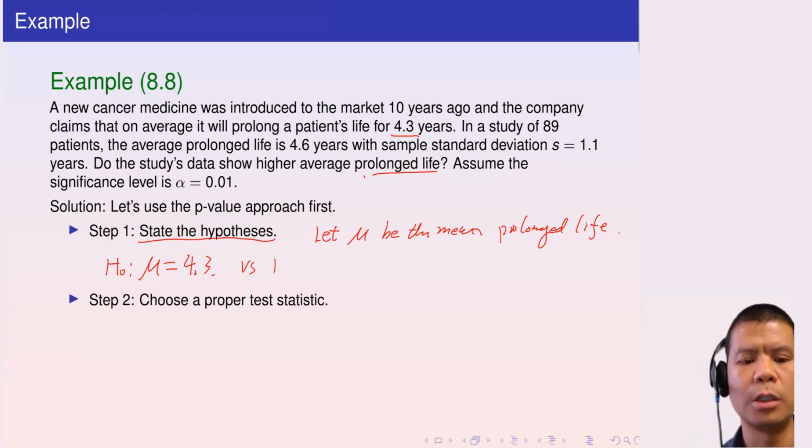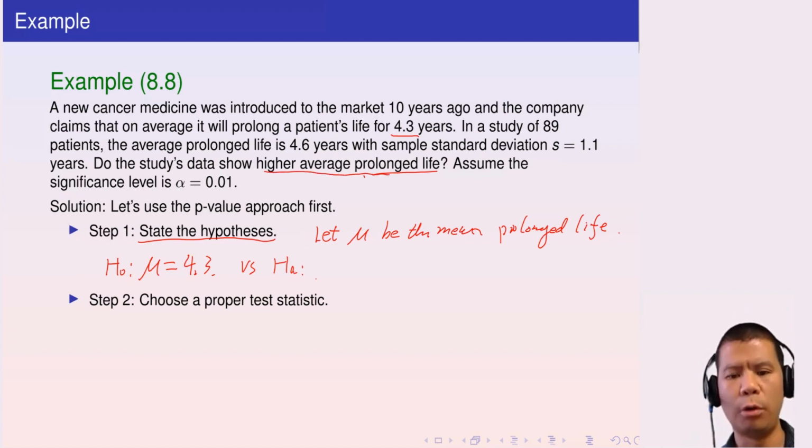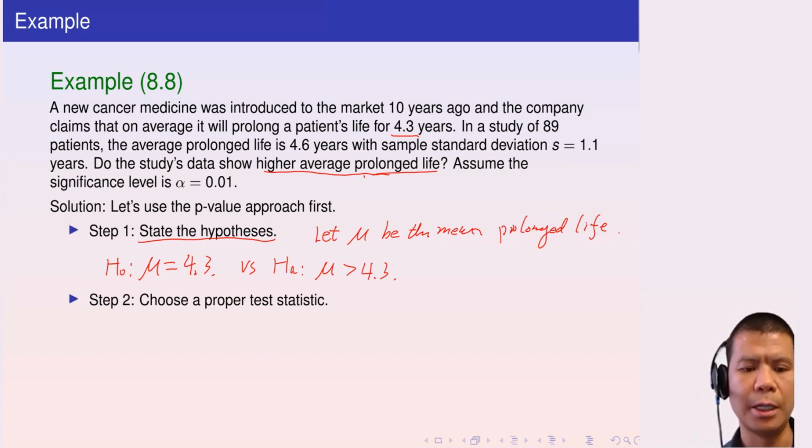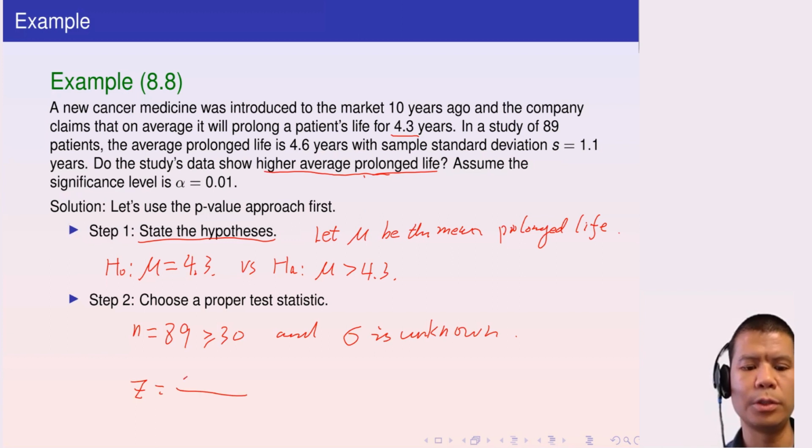Okay. Versus what? The alternative is mu what? The question asks whether the data show a higher average prolonged life. So that means mu is greater than 4.3. Yes. Okay, so this is the hypothesis. Do we have a larger sample? n equals 89, which is greater than or equal to 30. And do we have sigma? Sigma is unknown. So the test statistic is z equals x bar minus mu 0 over s over square root of n. So we are going to use this one, right?